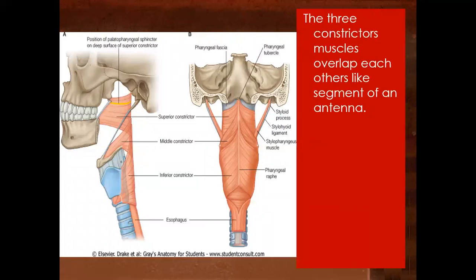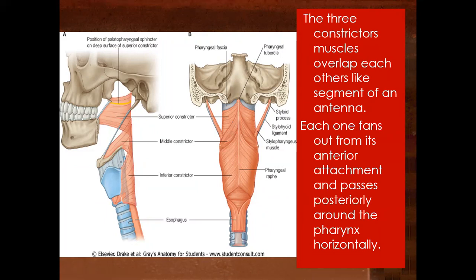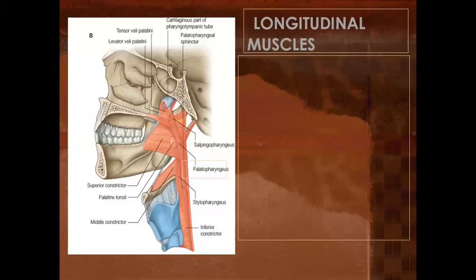The three constrictor muscles overlap each other like the segments of an antenna. As I said, posteriorly they overlap over each other. Each one fans out from its anterior attachment and passes posteriorly around the pharynx horizontally. So they are moving horizontally, which is why they are also called the horizontal muscles. The other three muscles are longitudinal muscles, which are long, vertical muscles running from above downwards.